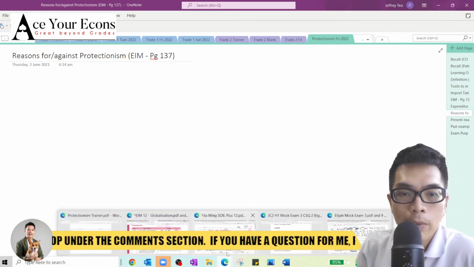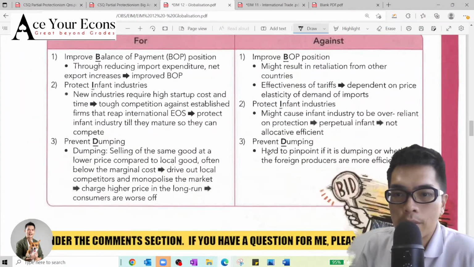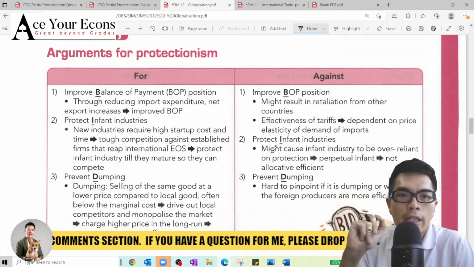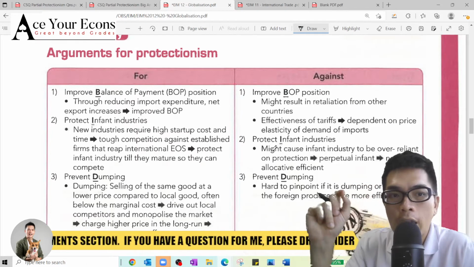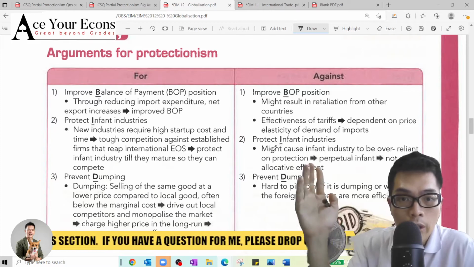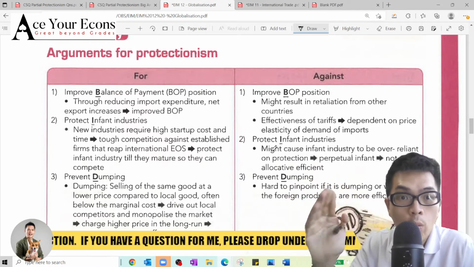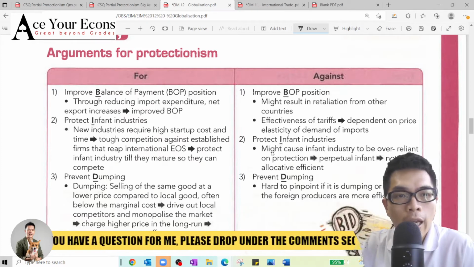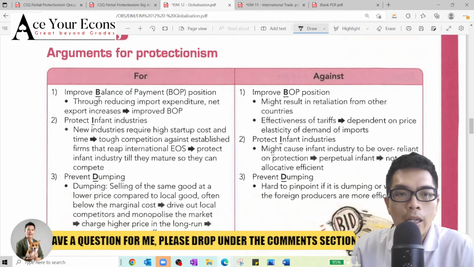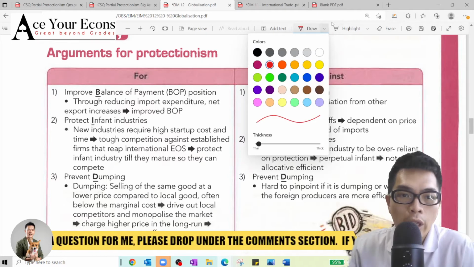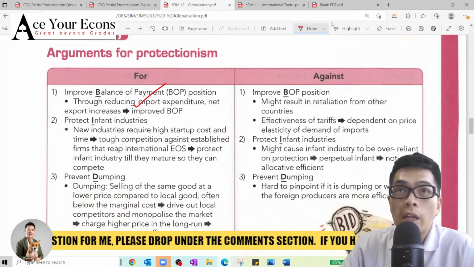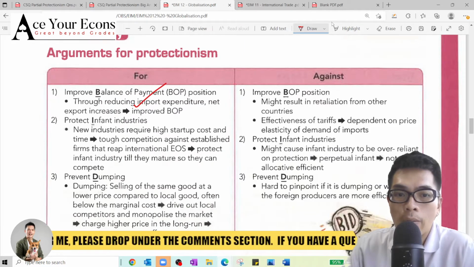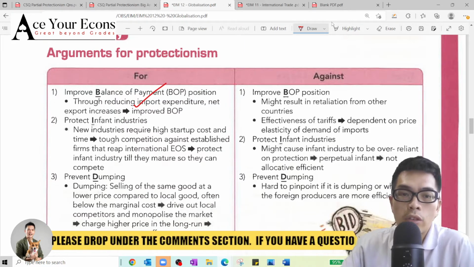Now let's flip to page 137, everyone. I've given you all a very simple 3 points example: arguments for and arguments against. Let us quickly look at the left side. Why do we need to protect? The first one, we want to protect because we want to improve our balance of payment and balance of trade, right? X minus M will be maximized. Just now we went through that, and this will improve our balance of trade and balance of payment. So far, so good?